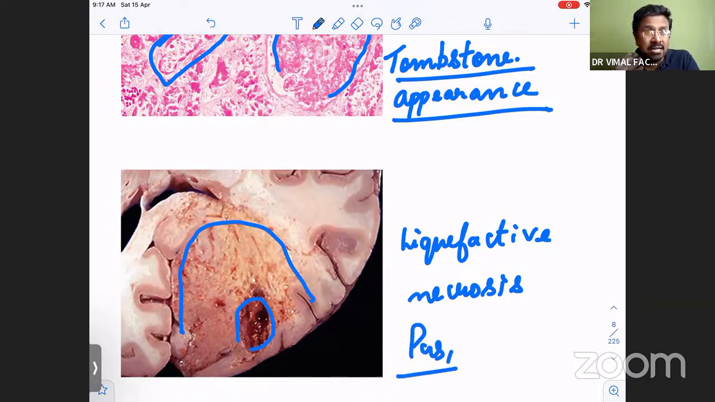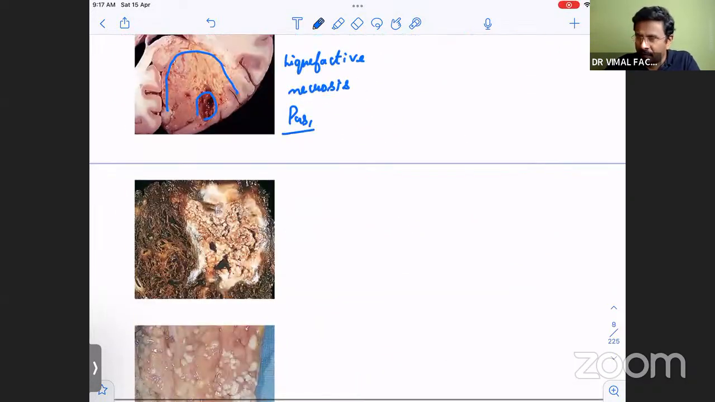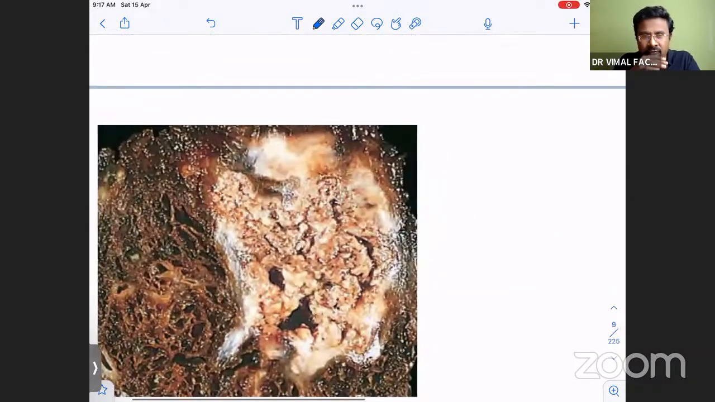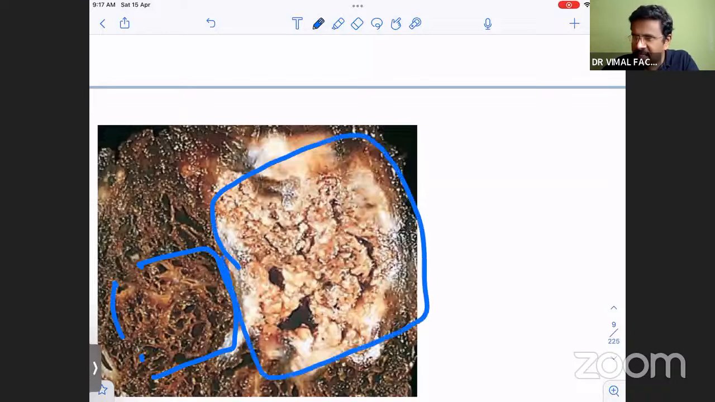The other areas where you can get liquefactive necrosis are pus and abscess cavities. In an abscess you get a collection of pus, so there you will get liquefactive necrosis. The tissue undergoes necrosis and gets liquefied.